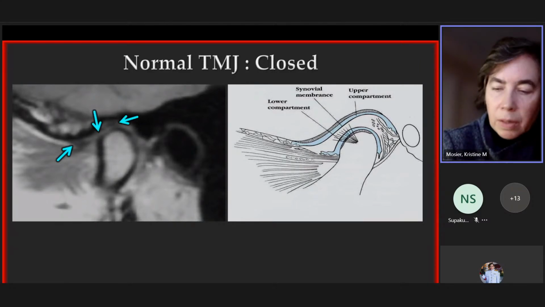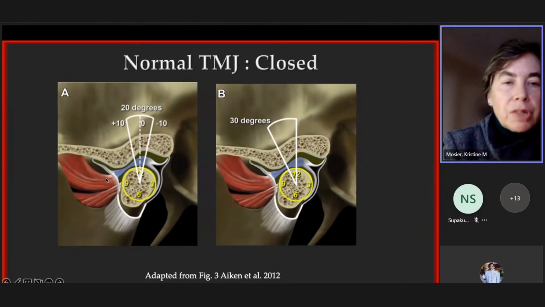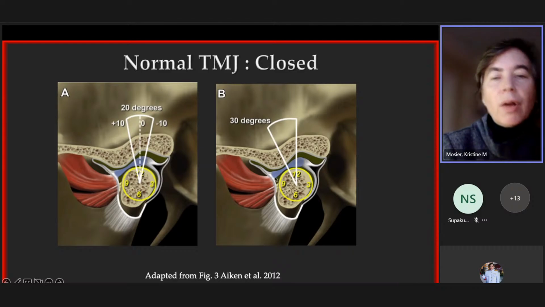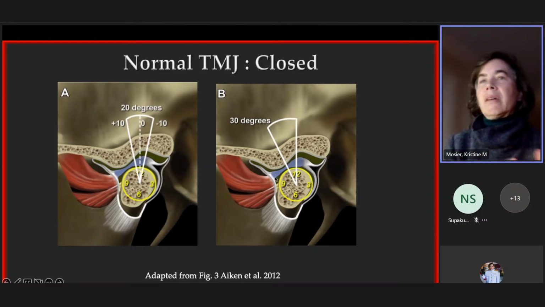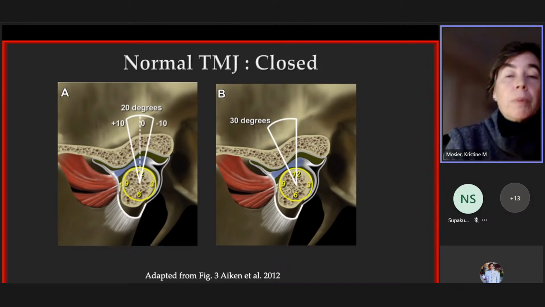As we see outlined here, we talk about normal positioning of the articular disc. As we mentioned before, this posterior band is about the height of the condylar head, or the 12 o'clock position. And what you'll see is a variability across normal joints, both in the pediatric and adult population.